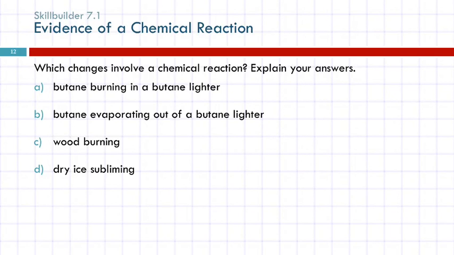So which of these changes involve a chemical reaction? And then the dreaded explain. Explain your answer. So butane burning in a butane lighter, is that a chemical change, a chemical reaction? Yes. Why do you know that? Because it makes light and it makes heat, right? So this is a chemical reaction, and we know that because it gives off light and heat. I'm not going to write the answers out.